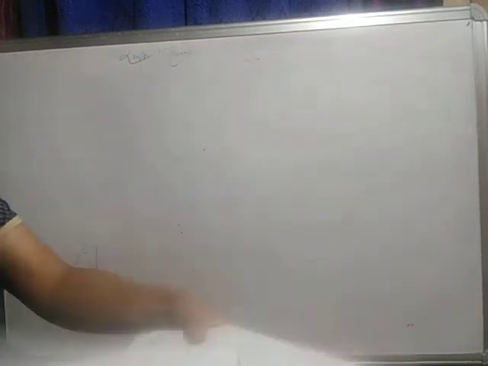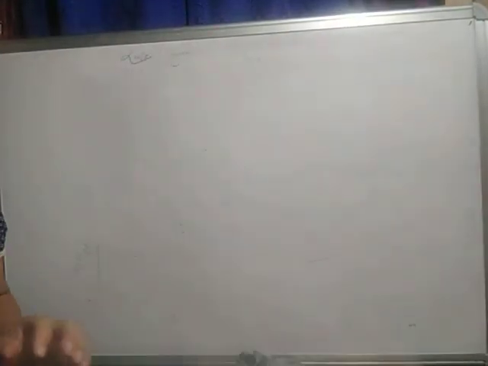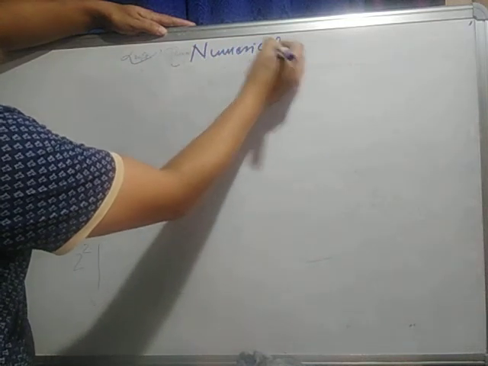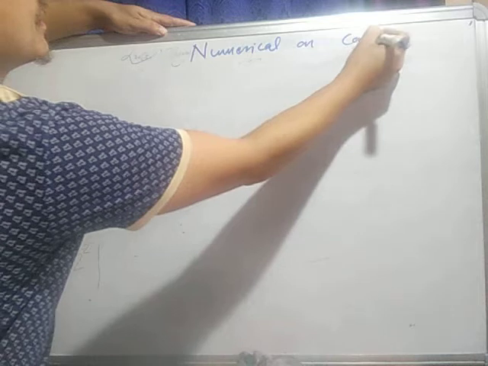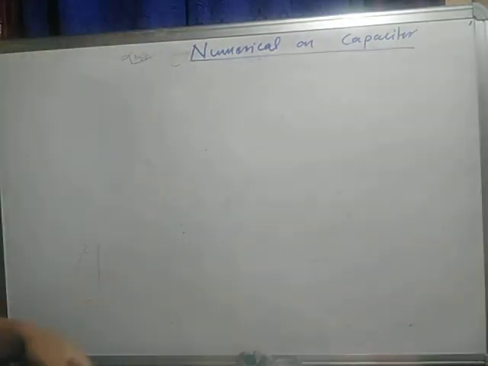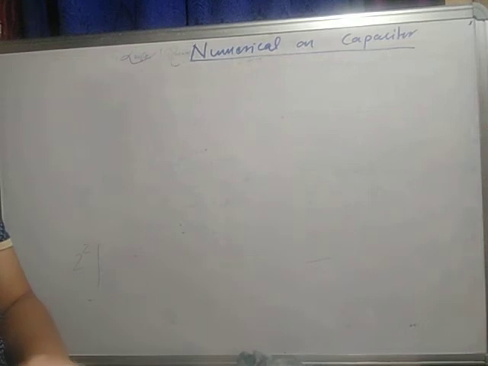So we're doing numericals on capacitors, isn't it? Today we'll start from your book, example 2.9. Turn to page number 79. Numericals on capacitors. If you understand this numerical, then you'll solve all numericals, at least 5 or 10.